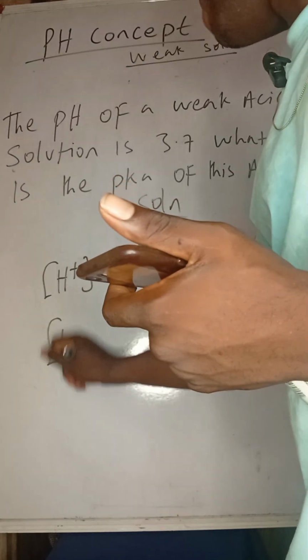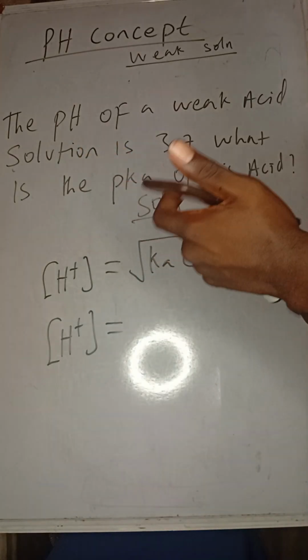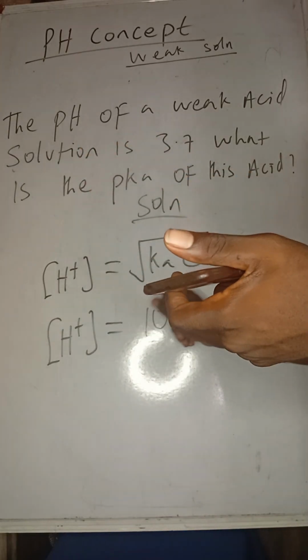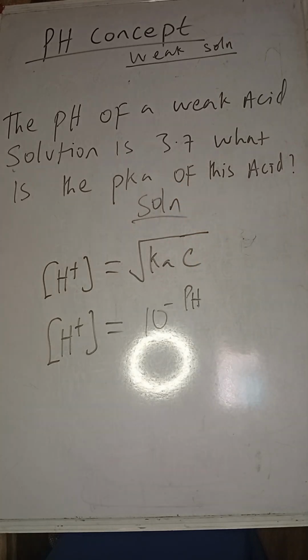We can get that the hydrogen concentration is equal to 10 raised to power minus pH. First, we start with that, but in the long run, we'll need the concentration of the acid. So let me check if it was given in the question. We need the concentration of the acid. Pardon me, the concentration of the acid was given.